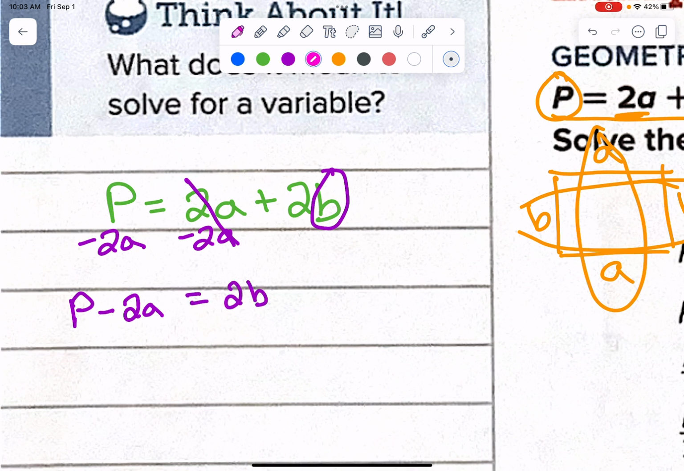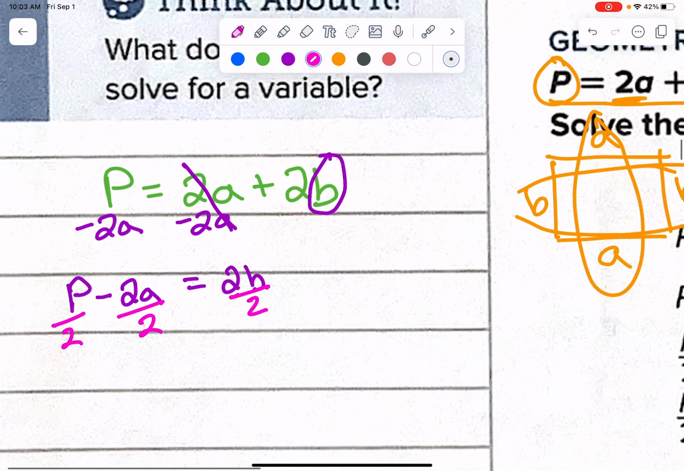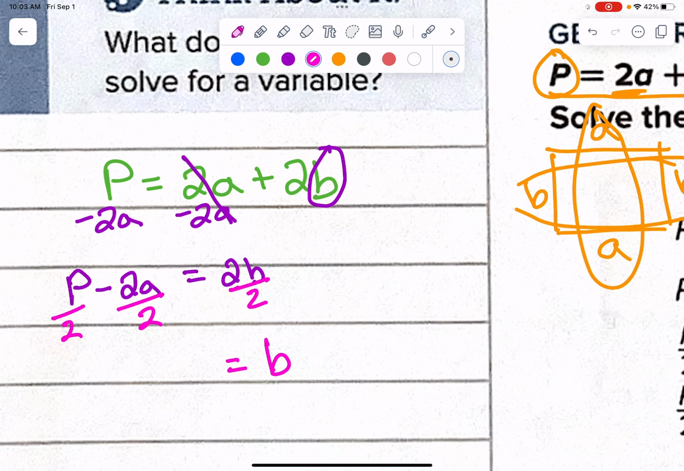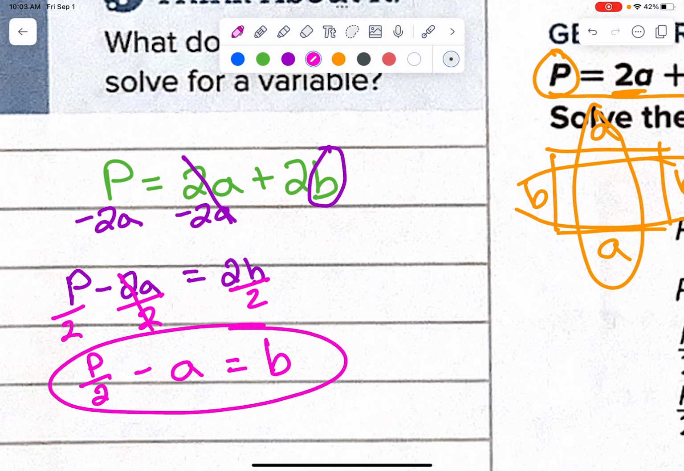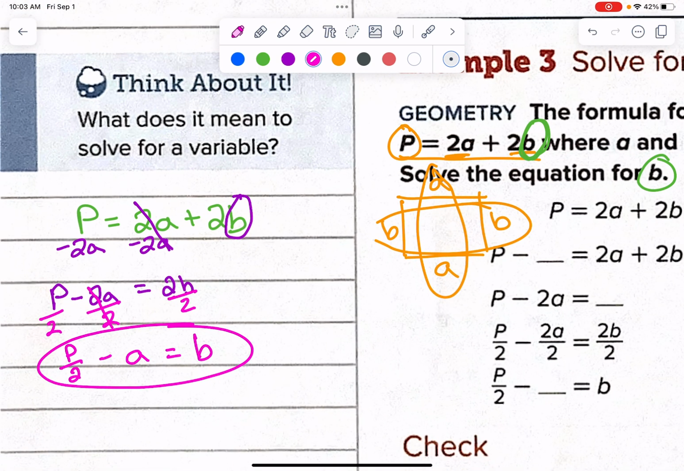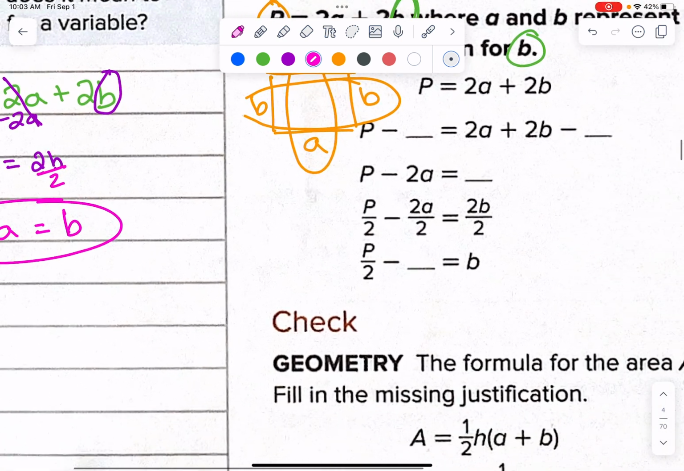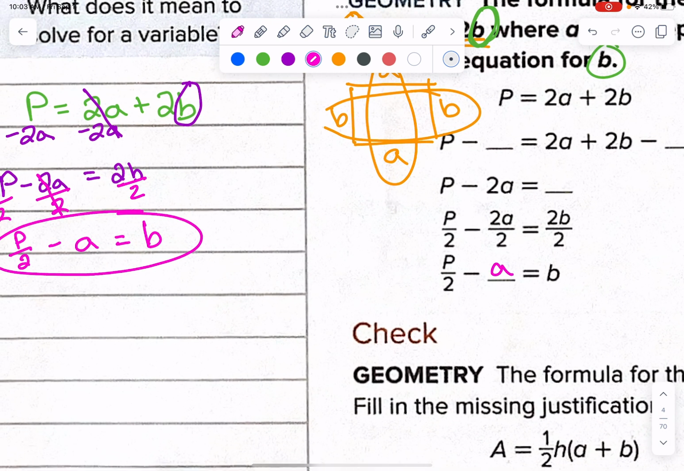And then the last thing that I would do is divide by 2. But I have to divide all of the pieces by 2. So over here, b is just going to be by itself, which is what I want to have happen. But then p over 2, I'm just going to leave that as p over 2. That's the same thing as 1/2 p if you want. But then these 2's right here can cancel, so I just have minus a. So b is equal to p, the perimeter, divided by 2, and then subtract a. That's what it will look like. They wrote it right here: P over 2 minus a equals b.